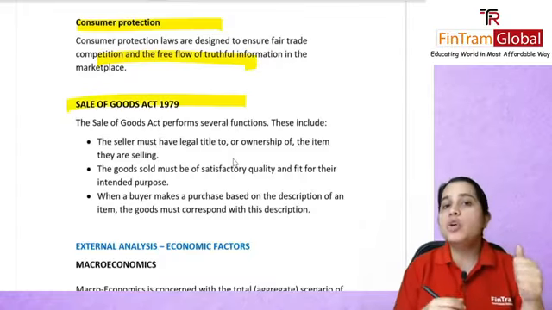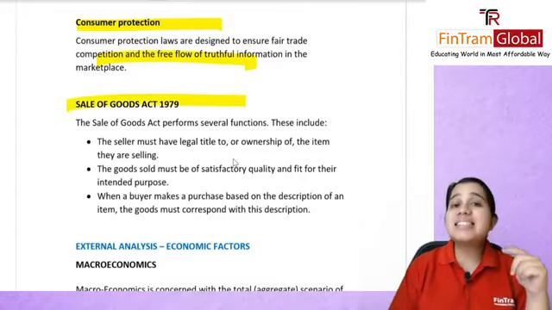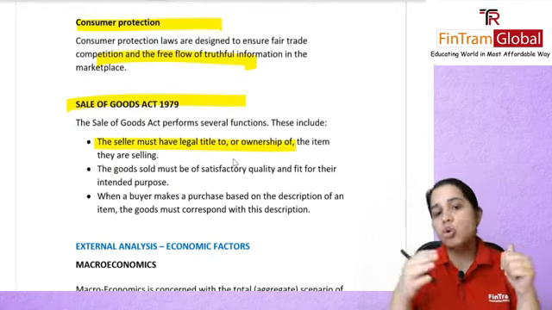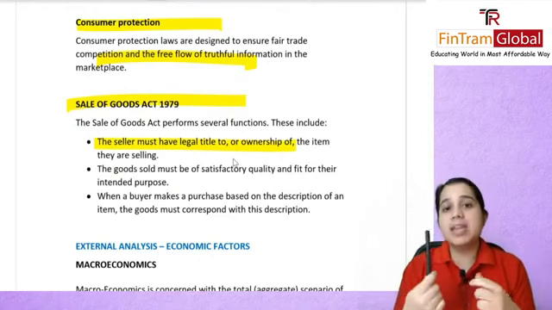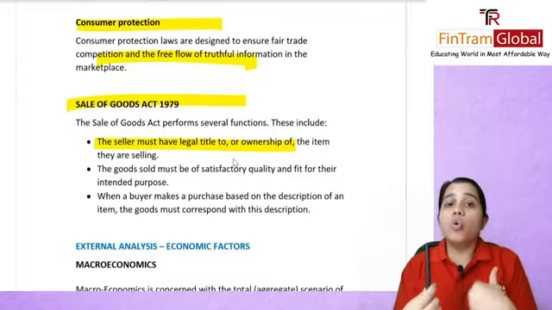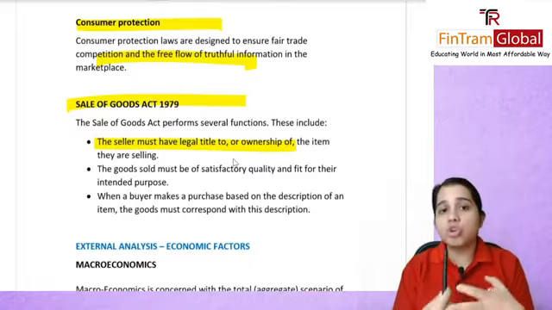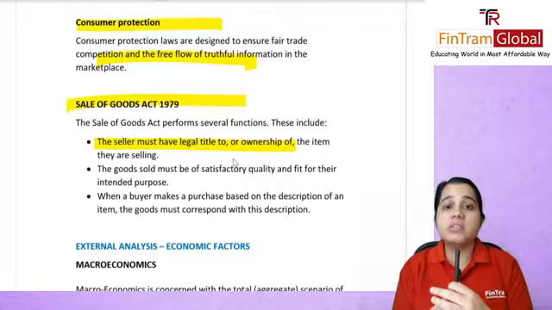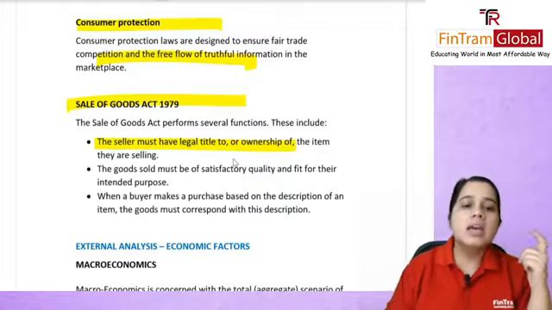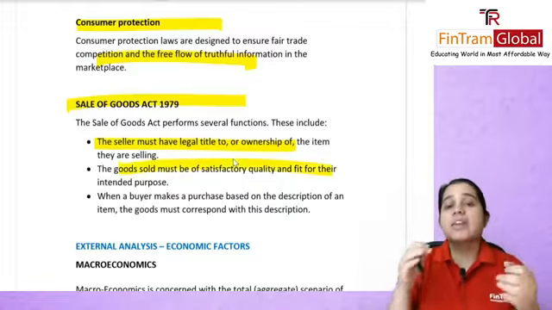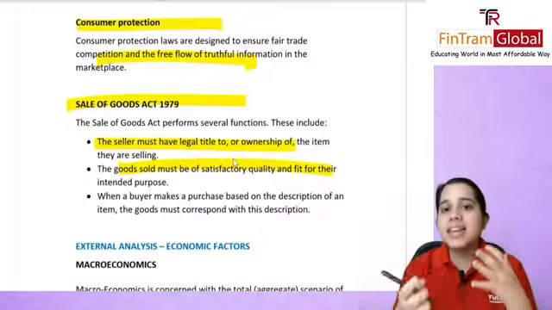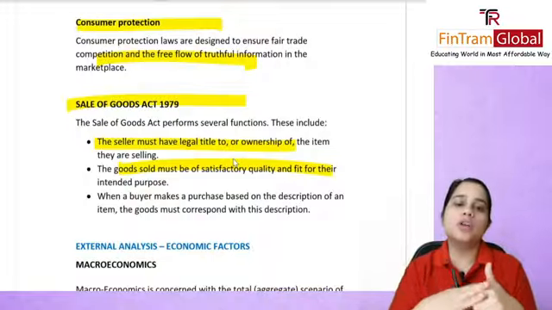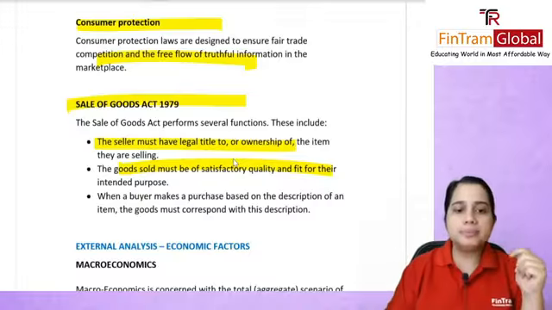So, your Sale of Goods Act basically talks about how the seller must have a legal title or ownership of that item that they are selling. So, if I am selling this pen, then I should be the owner. The legal title should be held with me. It's not that it's my friend's pen and I'm going ahead and selling it. The goods must be of satisfactory quality and fit for the intended purpose. Whatever you're selling should be of good quality, and should be able to be used properly.